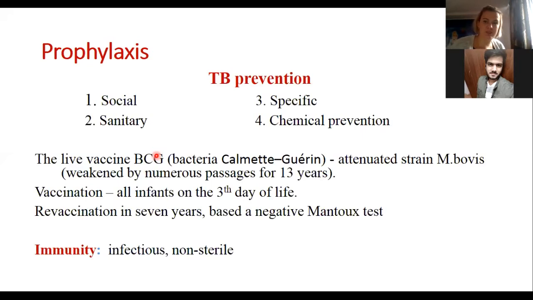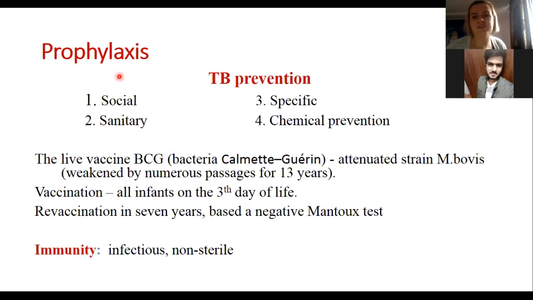But if you detect a larger diameter in the Mantoux test result, and after that you have an extra positive result, you should explain it as an infection, and you should examine this child: pass an X-ray test, examine physical condition, pass analysis, and start the tuberculosis treatment. Here, prophylaxis.